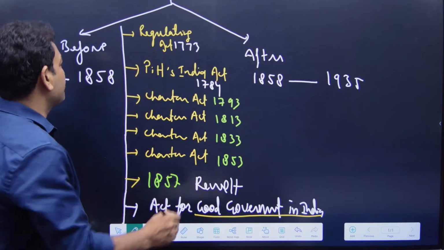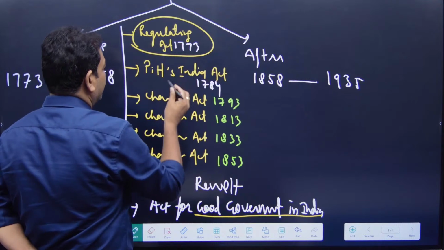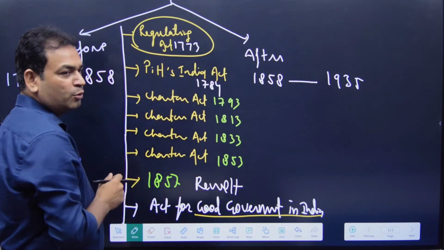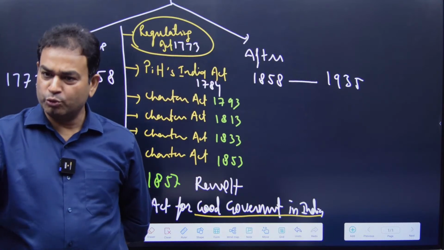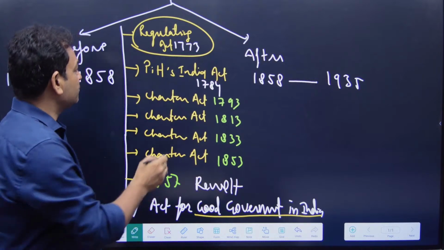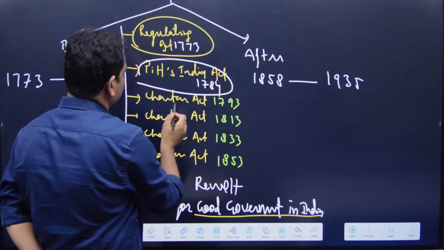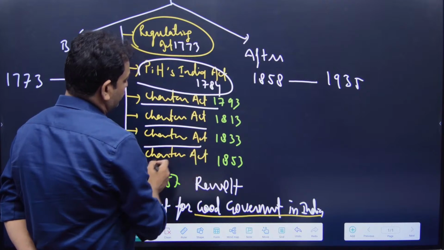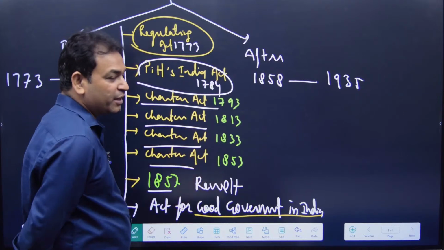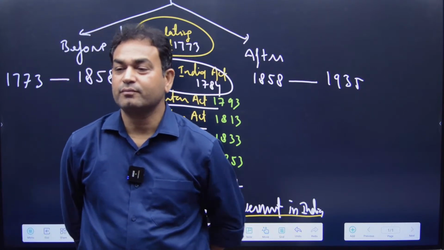It means the Regulating Act of 1773 was the beginning of rule-oriented government. After that, Pitt's India Act was enacted. I will discuss some historical events due to which these acts were passed in India.